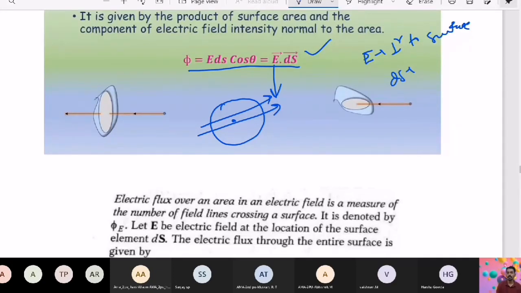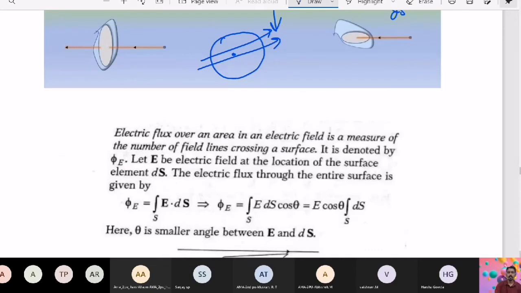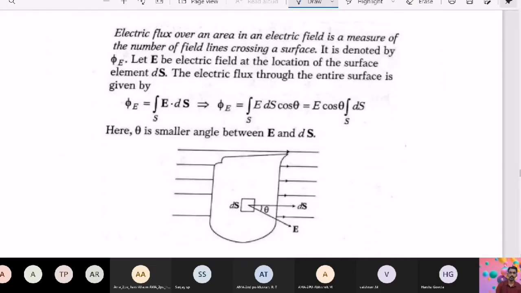And the mathematical expression for the flux is the dot product of electric field and area. So what is the dot product of a quantity? See here, electric flux over an area in an electric field is a measure of the number of field lines crossing a surface.